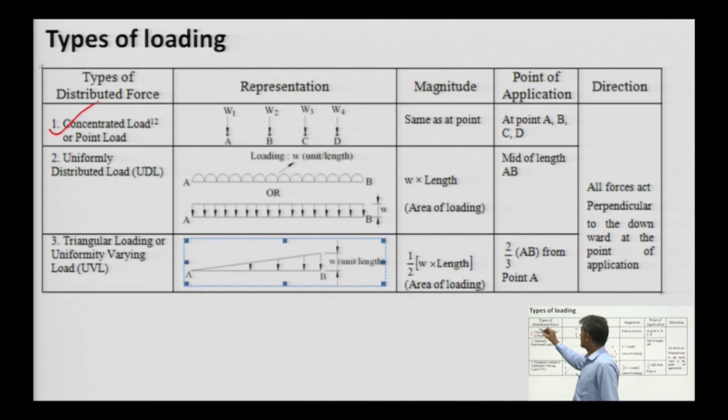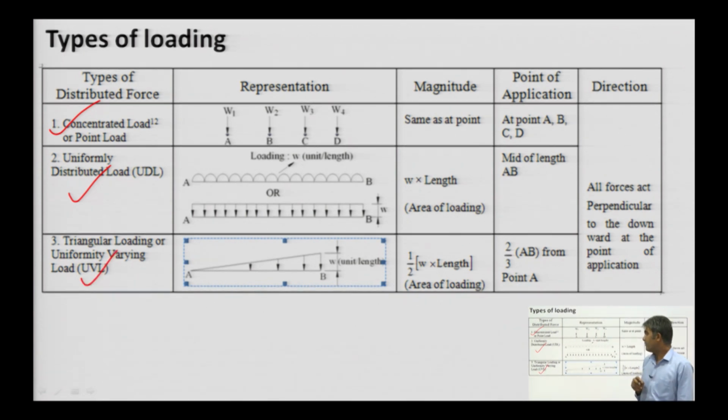First one is concentrated load, second uniformly distributed load, and third one is UVL, means uniformly varying load, or you can say triangular loading. Point load at point A, W1 is acting at point B, C, D, W2, W3, W4 are acting. Magnitude is the same as represented by this value. Direction is shown over here.